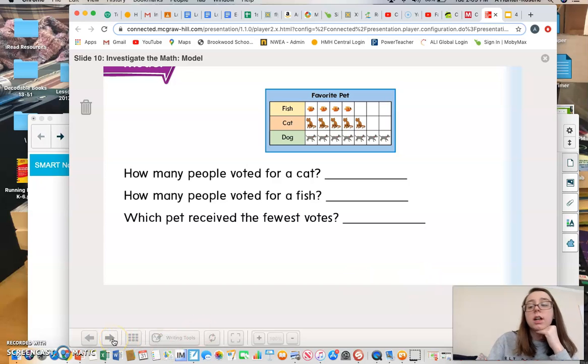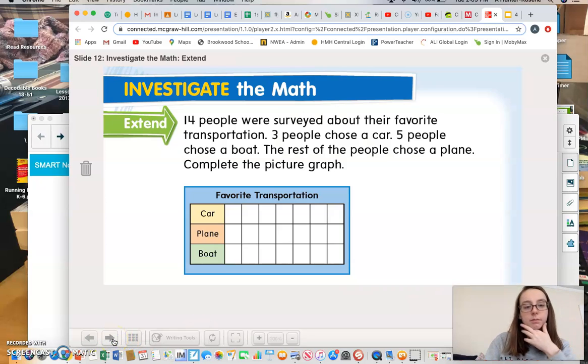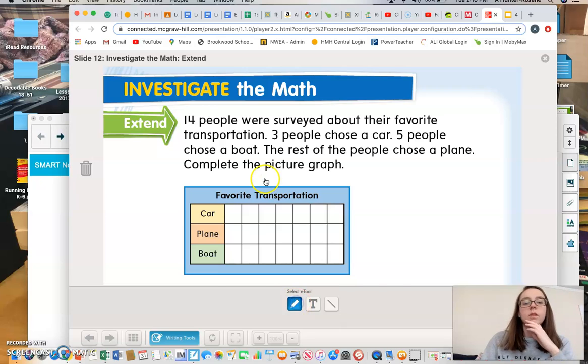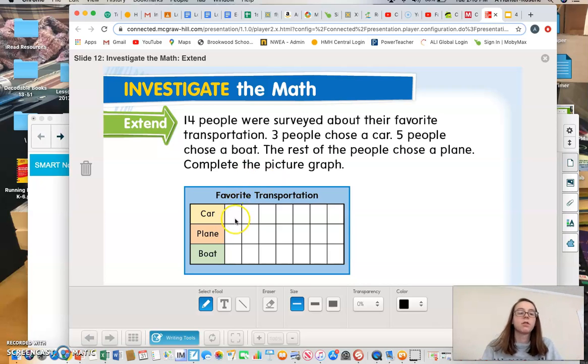Okay? So you are going to need a pencil and paper for this because I'm going to show you the problems that you need to complete, and then you can do them or not do them, but it'll give you practice. They're from your workbook, which you don't have, so we're going to do it this way. This one is: 14 people were surveyed about their favorite transportation. How many are there in all?